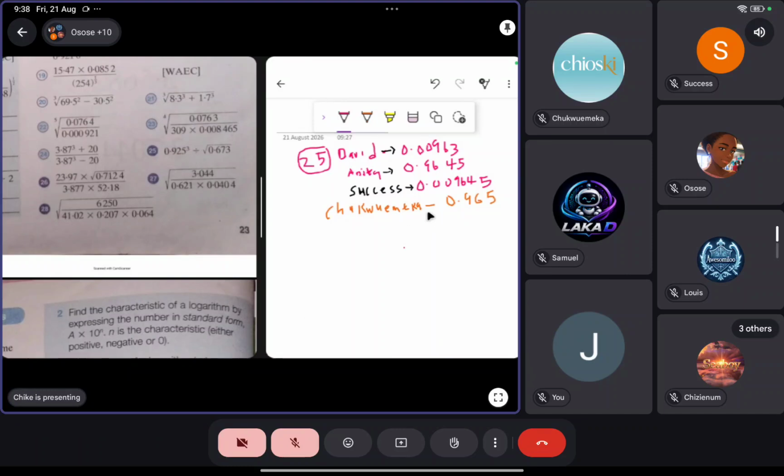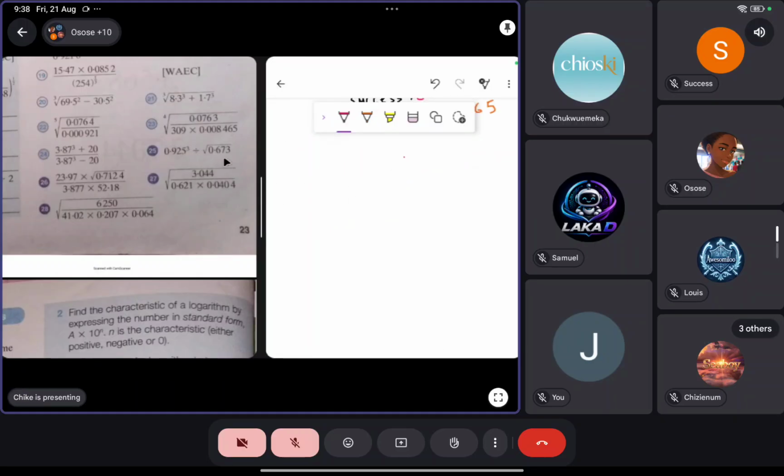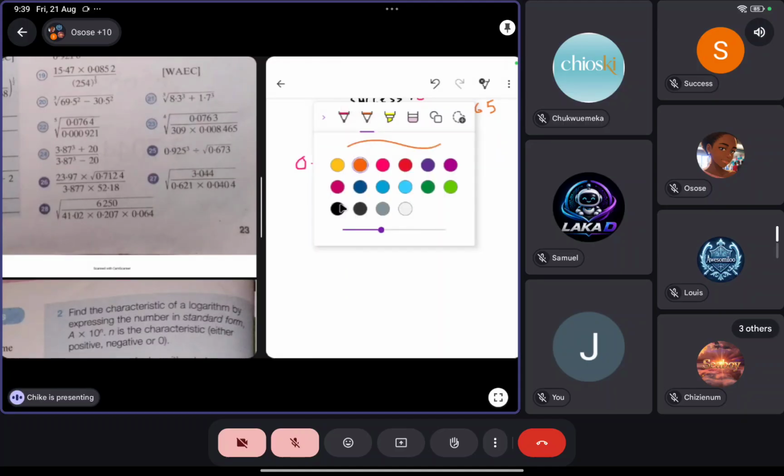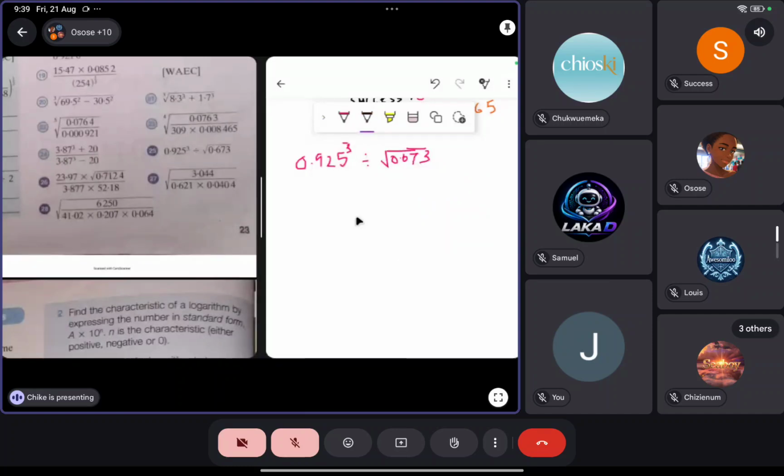So we have 0.925 cubed, divided by the square root of 0.673. And we are told to evaluate using logarithm tables. So let's now go ahead and solve. Our first step is to write the numbers as well as their logarithm.